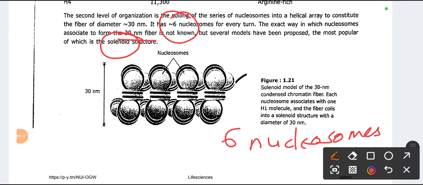So first was chromatin formation. Number 2 is chromatin fiber formation, where each nucleosome associates with an H1 molecule, and the fiber coils into the solenoid structure.